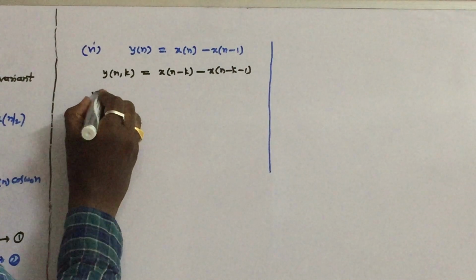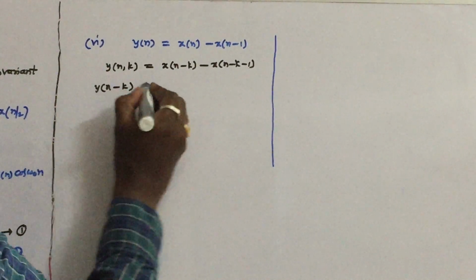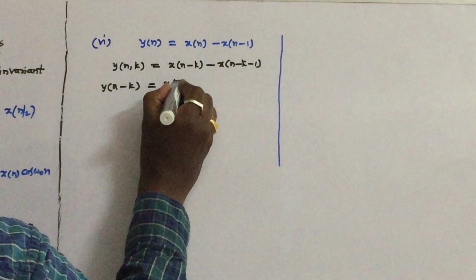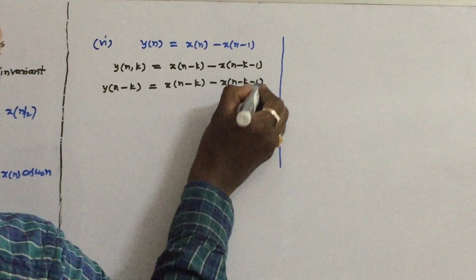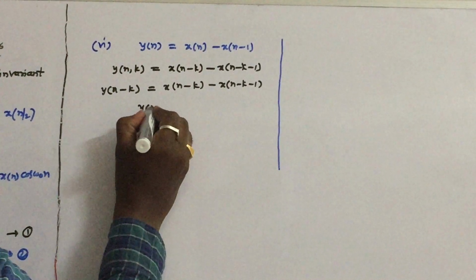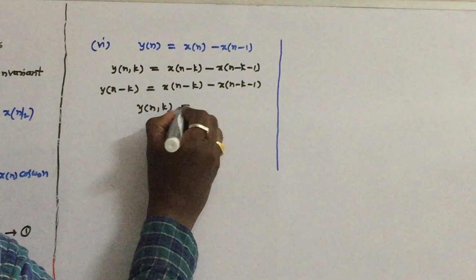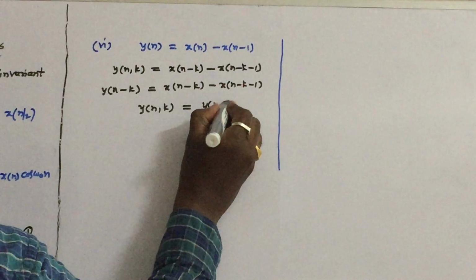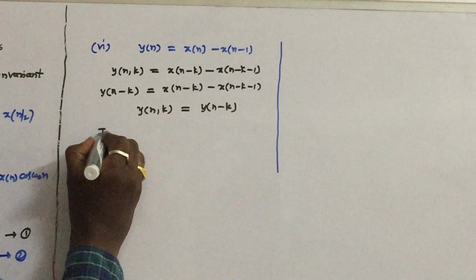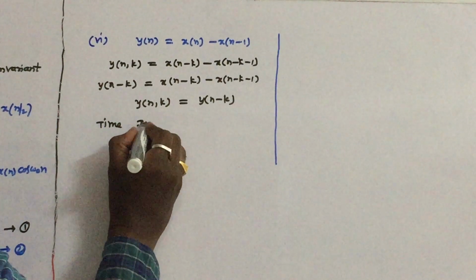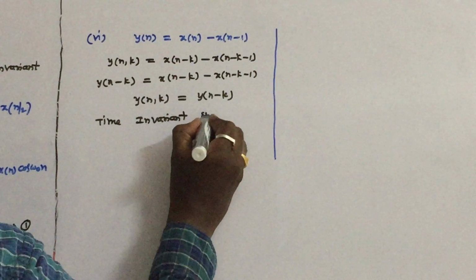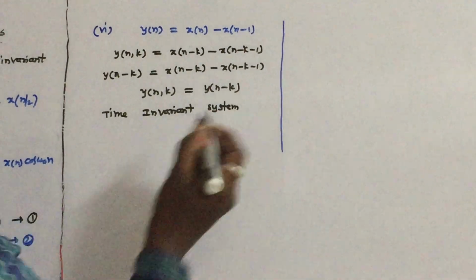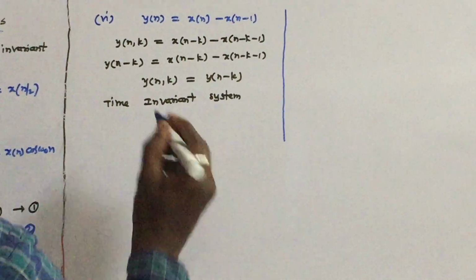Now delay the output by k samples. So y of n minus k is equal to x of n minus k minus x of n minus k minus 1. From these two equations, y of n comma k is equal to y of n minus k. Therefore, what kind of system is this? This is a time invariant system.